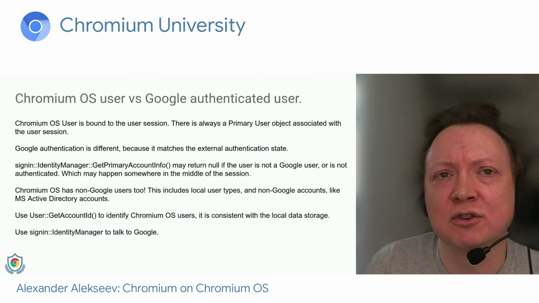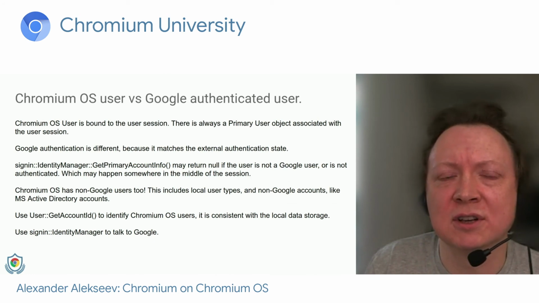When we create a Chromium OS user, it usually happens via the Google sign-in. So it naturally has Google account credentials. But there is an important difference in the lifetime of the Google sign-in and Chromium OS sign-in. Chromium OS user is bound to the user session. There is always a valid primary user object associated with the user session. Google authentication is different because it matches the external authentication state.